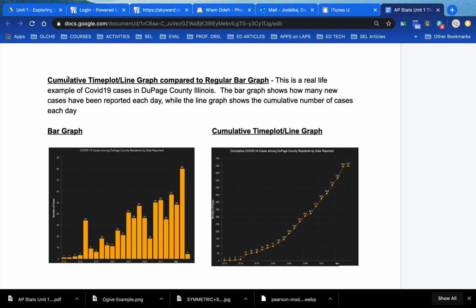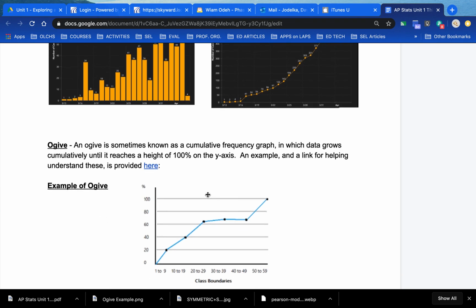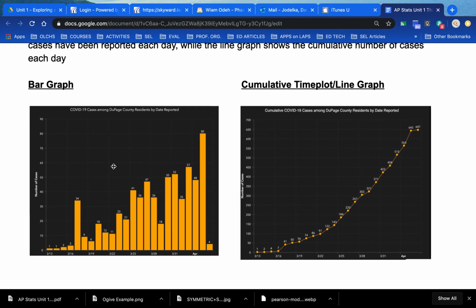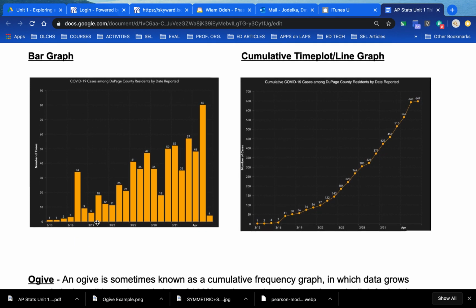Cumulative. Again, we're looking at that word cumulative. If you see that word, it almost always means 100% is talked about. Now, this data here is literally from DuPage County, Illinois, because they had some good graphs to work with. This bar graph is just saying every day from March 13th through April 4th, I think it was, when I took this picture, how many cases had they reported in the county. So it was like one new case, one new case. This day there were 34 new cases. Then it was 9.